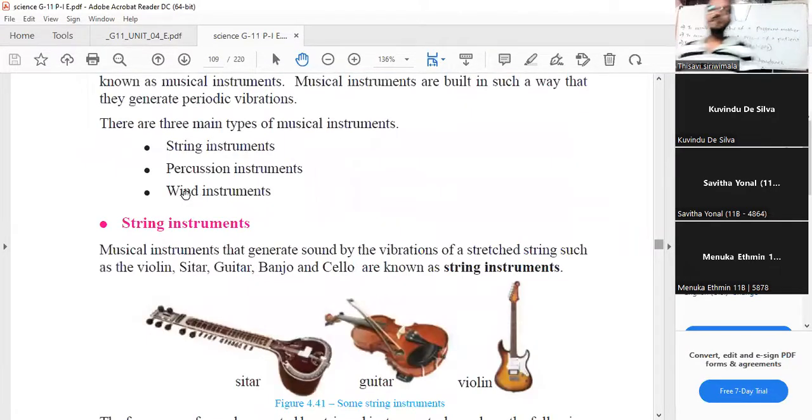String instruments, percussion instruments, and wind instruments. There are three types of instruments. You can write the three types in those three boxes: string instruments, percussion instruments, and wind instruments. Write it down.